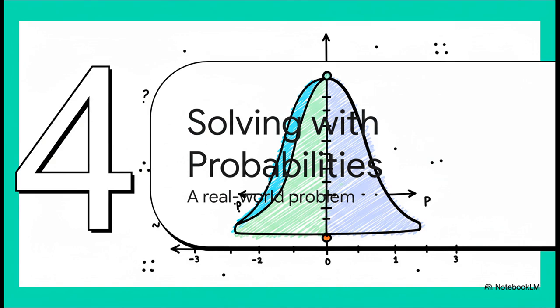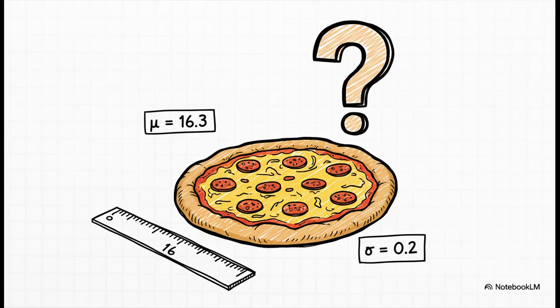Let's put this whole thing to the test with a delicious example. All right, picture this. Your local pizza place has a guarantee. If their large pizza is any smaller than 16 inches, you get it for free. Now, from your extensive personal research, you know their pizzas average 16.3 inches wide with a standard deviation of 0.2 inches. So the big question is, what are the odds you're getting a free dinner tonight?